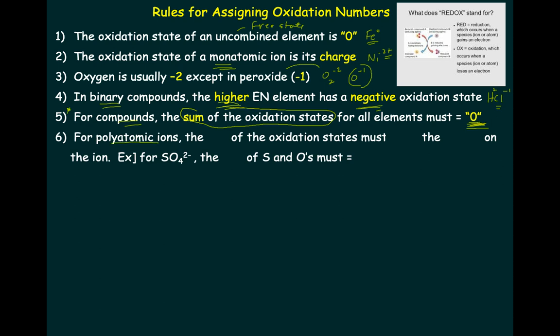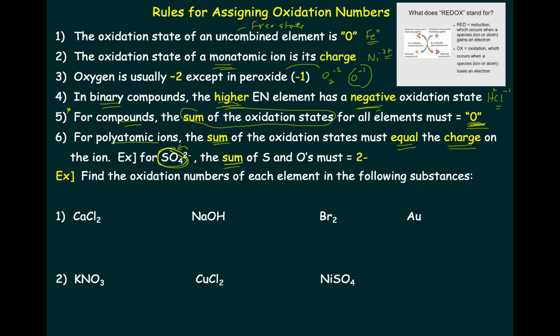Okay, for polyatomic ions that have charges already, this charge goes for the entire molecule. So the sum of the oxidation states must equal the charge on the ion. For example, sulfate, the sum of the S and O's together must equal -2. All right, so that's going to become important to know. So again, the -2 does not go for the oxygen. It goes for the entire molecule, the addition of the oxygen and the sulfur. Again, we'll get used to doing that.